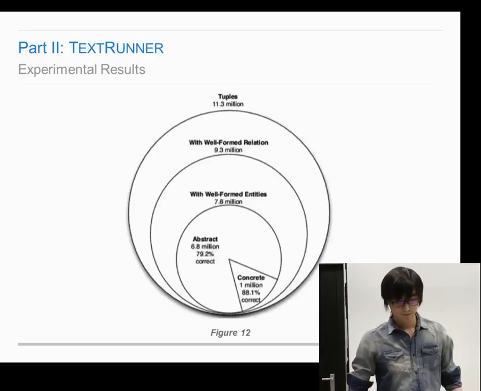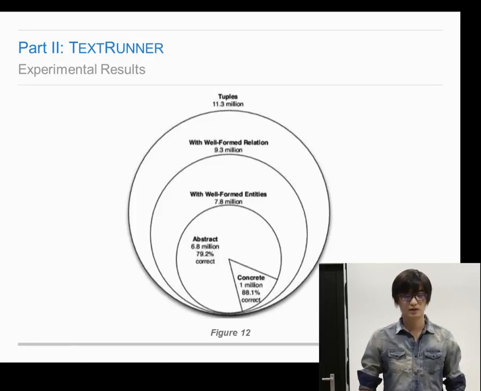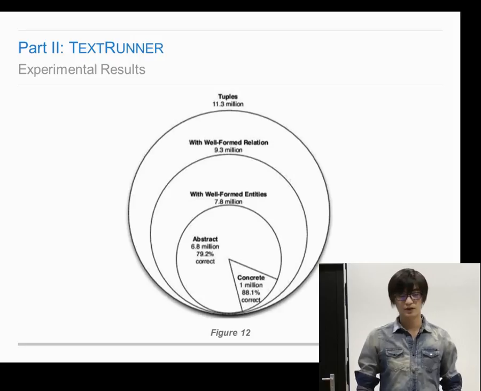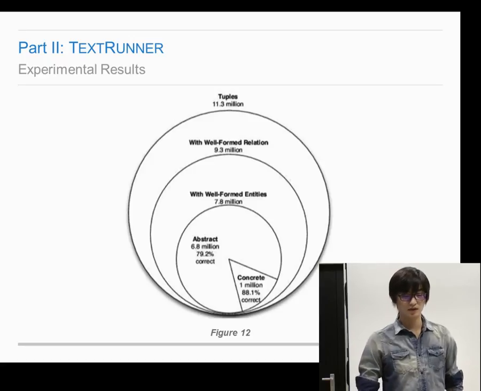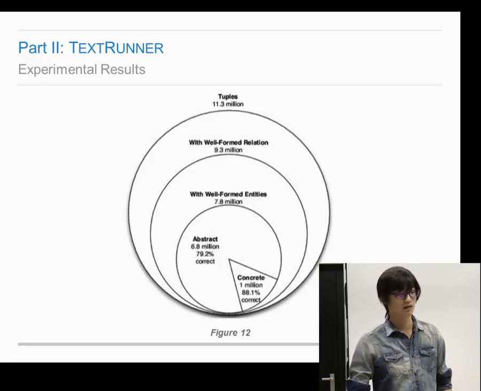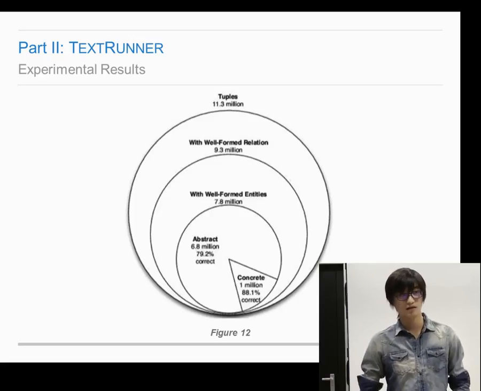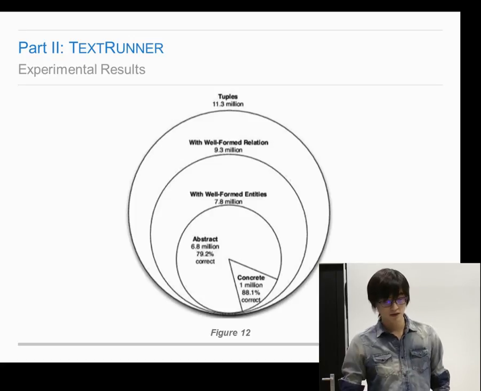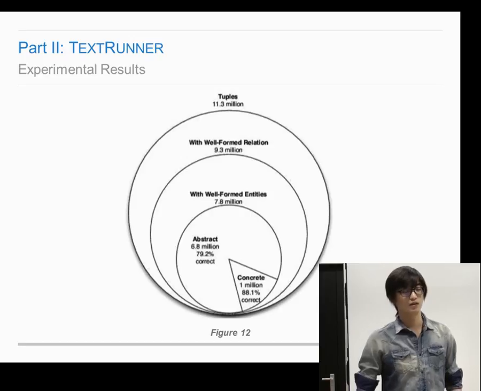Here is a photo. So in our 11.3 million tuples, we have well-formed relations 9.3 million, and in these relations we have 7.8 million, and 1 million are concrete tuples, and 6.8 million are abstract, and 88.1% are correct. So the concrete tuples will be very useful for our query answering.